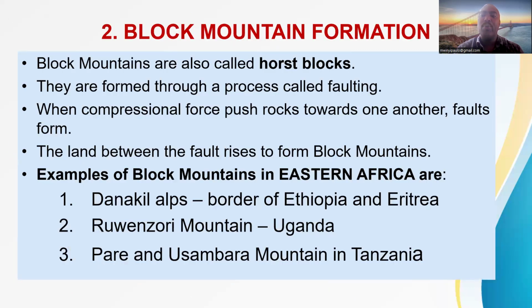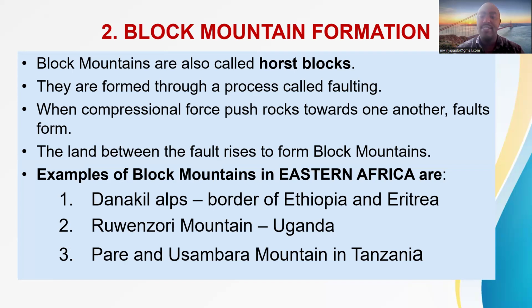Number two, we shall look at block mountains. Block mountains are also referred to as horst blocks. They are formed through a process called faulting. Faulting is when compressional forces push rocks towards one another, and a fault forms. When the land between the faults rises, it forms block mountains.